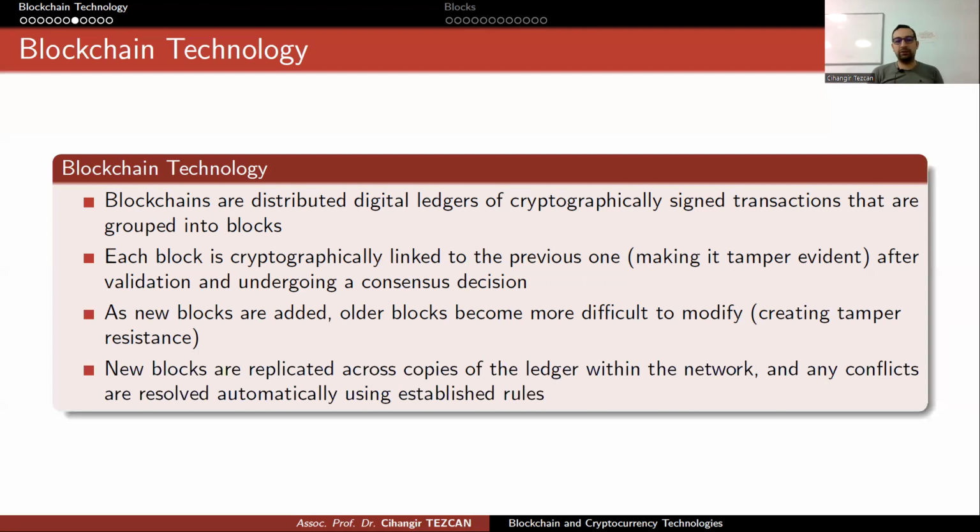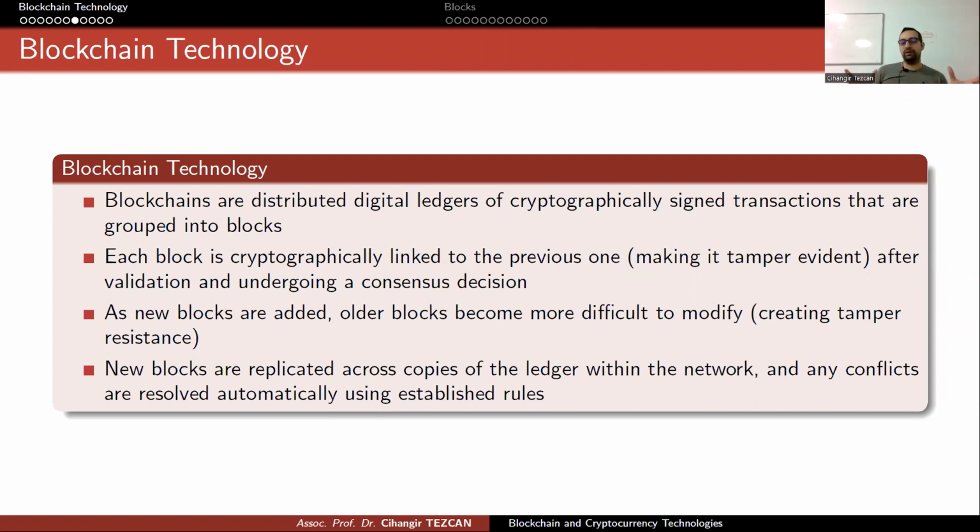New blocks are replicated across copies of the ledger within the network, and any conflicts are resolved automatically using established rules. And by this, actually, this means that two different blocks, for instance, you are currently at the 100th block, and assume that two different miners created the 101st block, but they are different, okay? This is called a conflict.